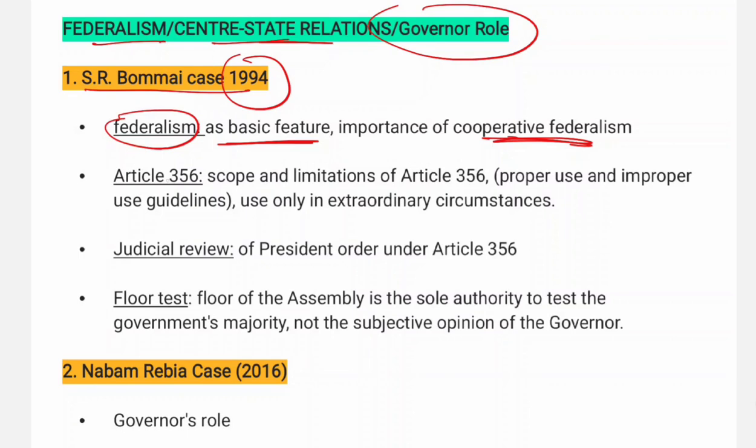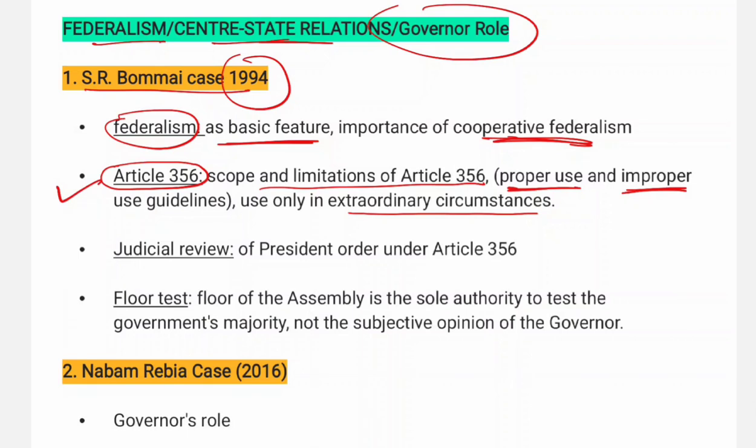The next important thing Supreme Court discussed is Article 356. Article 356 should be used only in extraordinary situations, and in this case Supreme Court gave important limitations and scope of Article 356, and laid down when Article 356 can be considered proper use and when improper use. Those guidelines have been given by Supreme Court in the SR Bommai case of 1994.